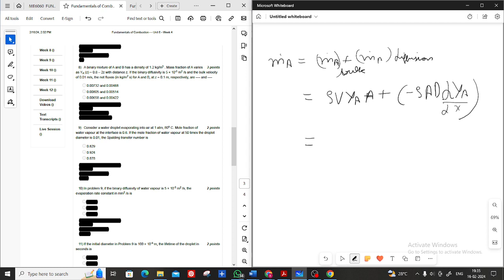Now mass flux, how will you calculate mass flux from mass flow rate?